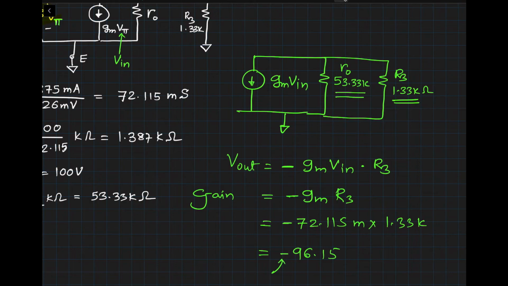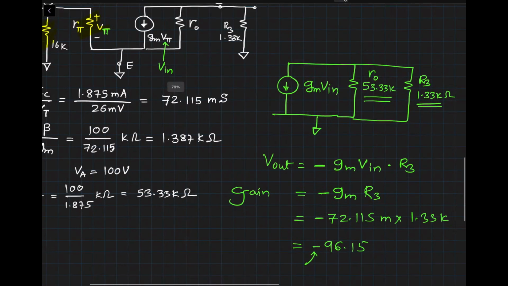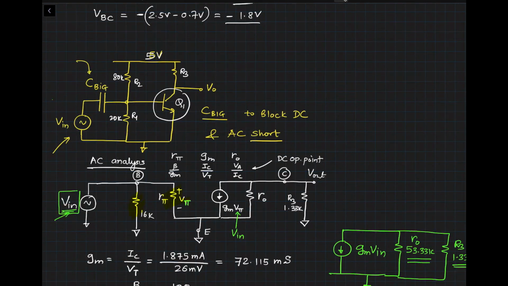What does the minus sign indicate here? Minus sign indicates inversion. What that means is if I'm applying a positive going voltage over here, then we should see voltage that looks like this, inverting.